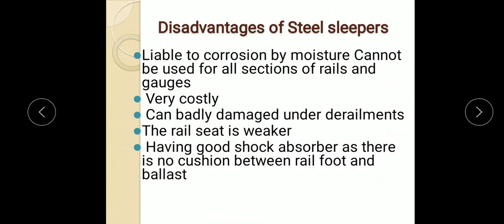Steel sleepers can be badly damaged under derailment. Derailment is nothing but the rails slipping from the railway track, because of which steel sleepers get damaged. The rail seat of steel sleepers is weaker. The steel sleepers do not have good shock absorption, as there is no cushion between rail foot and ballast. So these are the various disadvantages of steel sleepers.